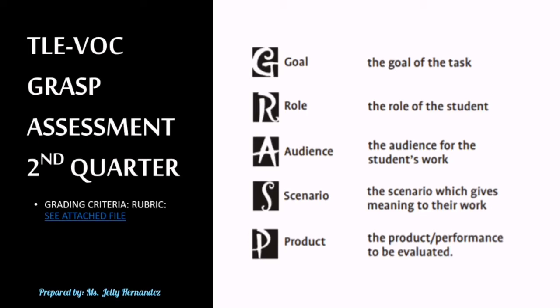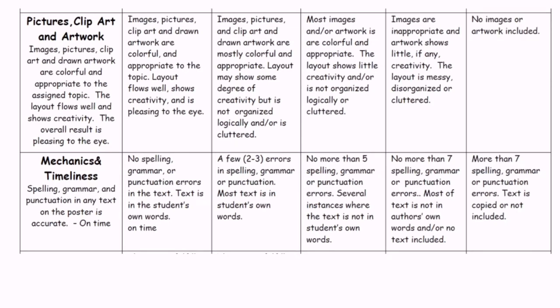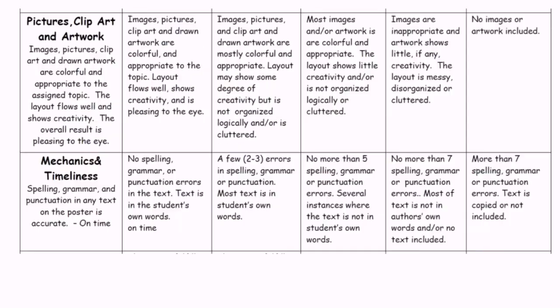So, grading criteria or rubric. These are the rubric for the second quarter poster or slogan project grading criteria. We have content, presentation, pictures, clip art and artwork, then the mechanics and timeliness, and overall presentation.